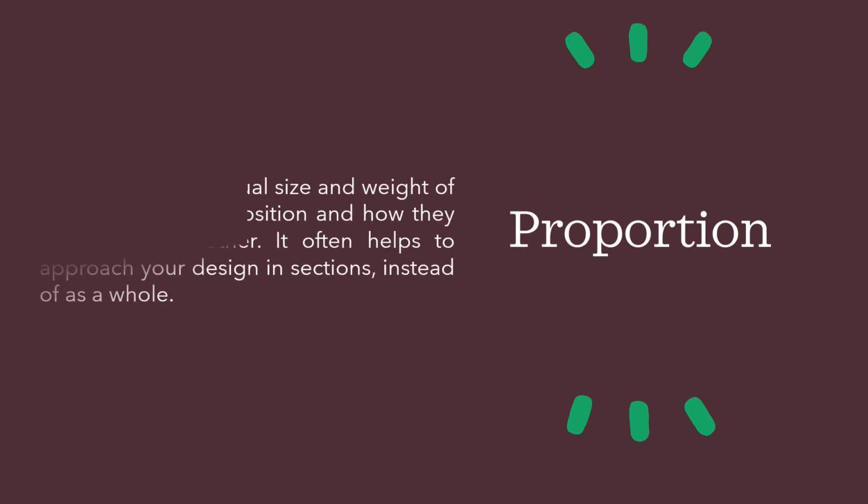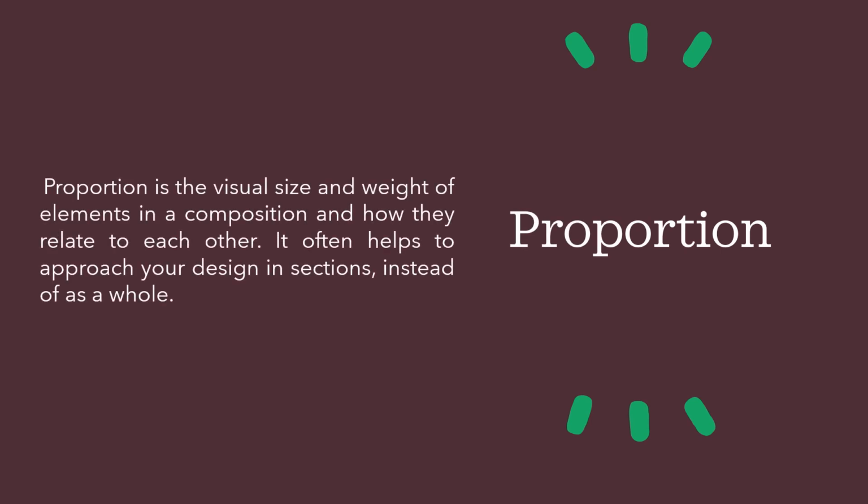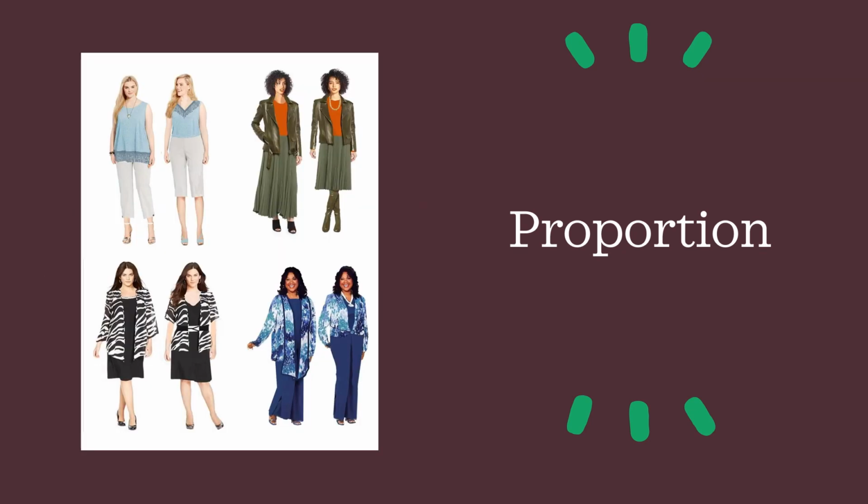Proportion. Proportion is the visual size and weight of elements in a composition and how they relate to each other. It often helps to approach your design in sections instead of as a whole. Example of proportion.